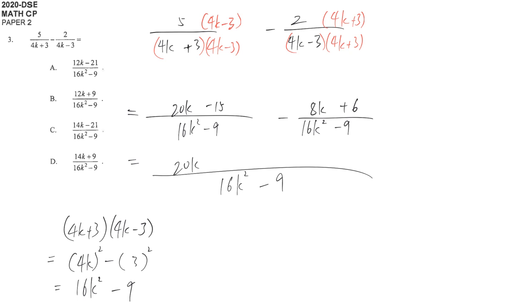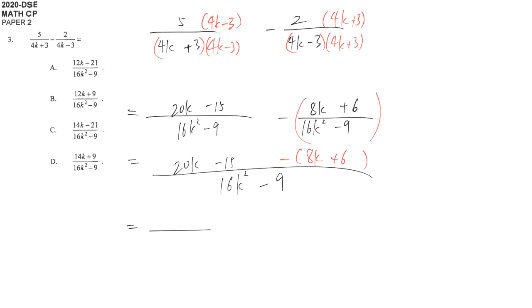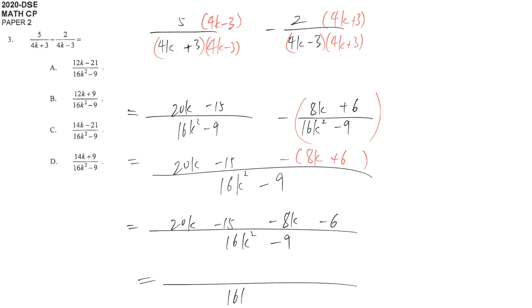So we have 20k minus 15. But now you have to pay extra attention. Whenever we say minus a fraction, there is a hidden bracket here. Therefore, if we combine them, then it should be negative, the bracket 8k plus 6. When we remove the bracket, the numerator will become 20k minus 15, negative 8k, and negative 6 here. Finally, we group the like terms, and then we get 12k and negative 21. So therefore, we find out the answer should be A.